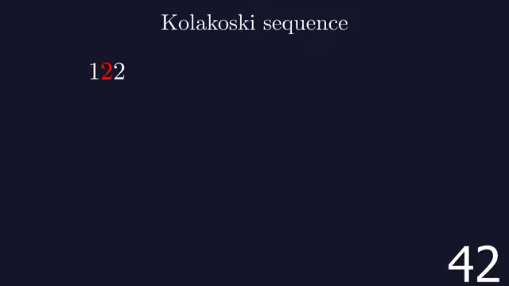Let's define another sequence called the Kolakowski sequence. In this sequence, we repeatedly alternate between adding 1s and 2s. We start with 1, indicating that we add one digit. Next we add 2, meaning we add 2 digits. Continuing, we see the next digit is 2, so we add 2 digits 1. Then we see a 1, meaning we add 1 digit 2.